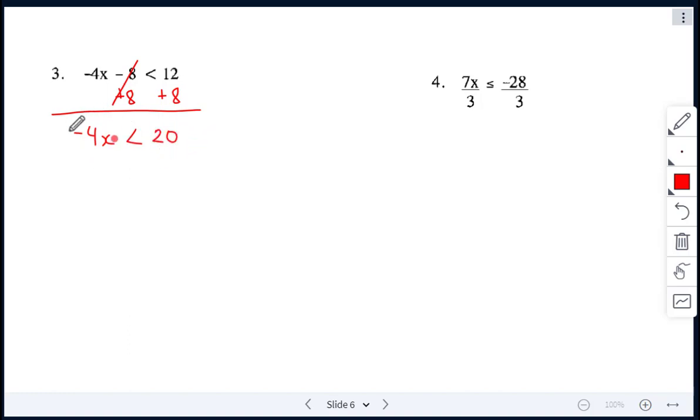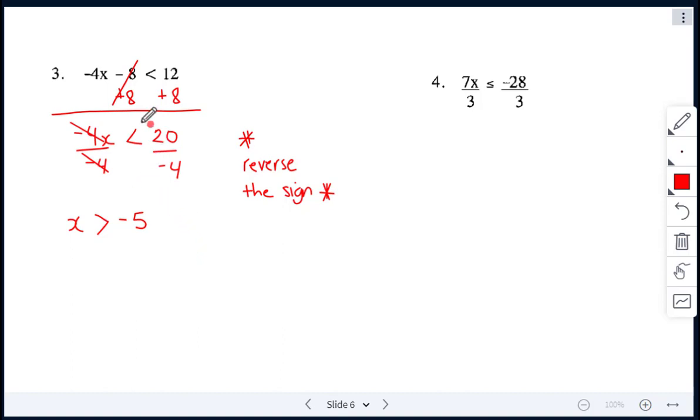All right, now here we are dividing by a negative number. Negative 4, we are dividing by negative 4. This is where we have to reverse the sign because we are dividing by a negative number. Negative 4 leaves me with just x. We have to reverse the sign. It now becomes greater. And then 20 divided by negative 4, that is negative 5.